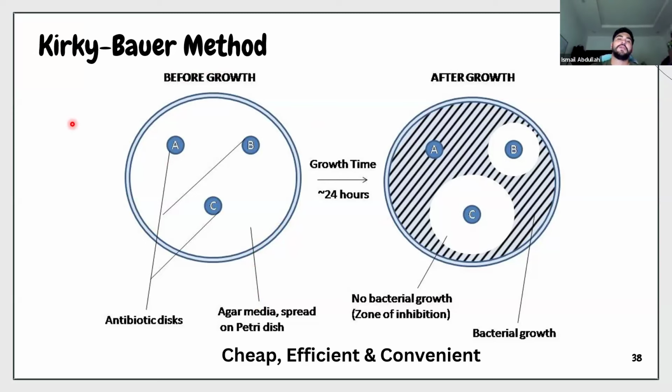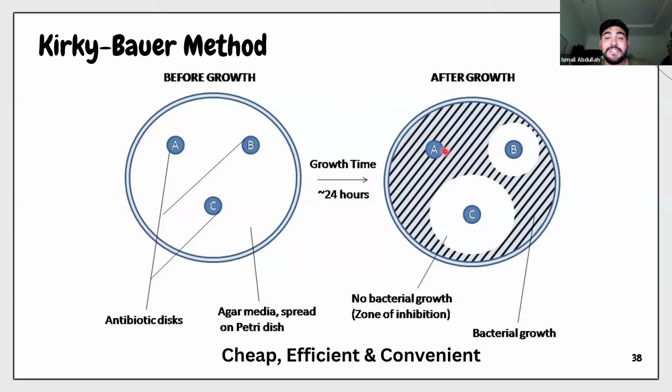Now, what are we doing here? So we have a petri dish, okay? Tamam, this is a petri dish, and these are antibiotic discs. Now, we are going to, of course, infuse the agar with certain bacteria, all right? And we have these three different antibiotics, and we're going to allow them to grow for 24 hours on the agar.